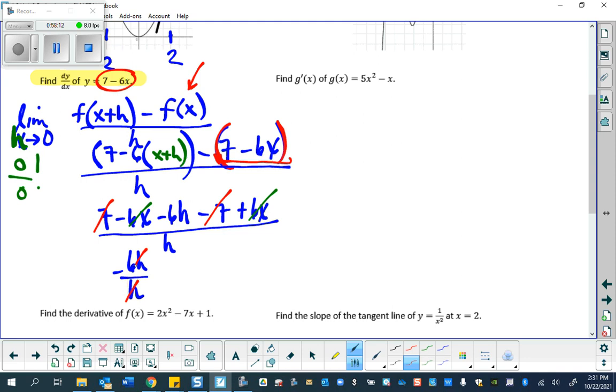If you notice when I distribute my -6 and I distribute this -1, you saw this -1 here, right? I get my x's canceling out. I get my 7's canceling out. I end up with -6h over h. So guess what? My limit as h approaches 0, or the slope of the tangent line, is equal to -6. So my answer here is going to be -6. That's the instantaneous rate of change.